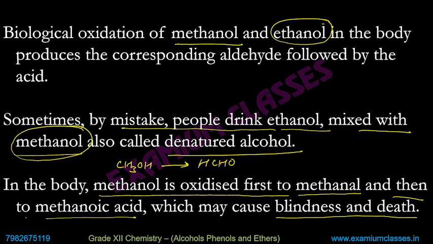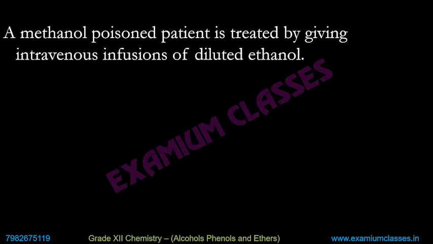So this is CH3OH. It first gets oxidized to methanal and then it gets oxidized to methanoic acid. This is responsible for blindness and death. So a methanol poison patient is treated by giving intravenous infusion of dilute ethanol. So how is treatment done and why is ethanol given?